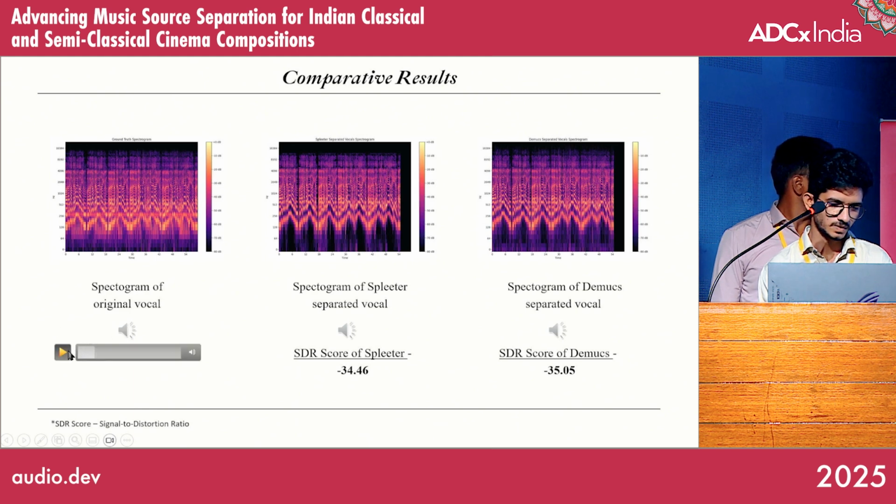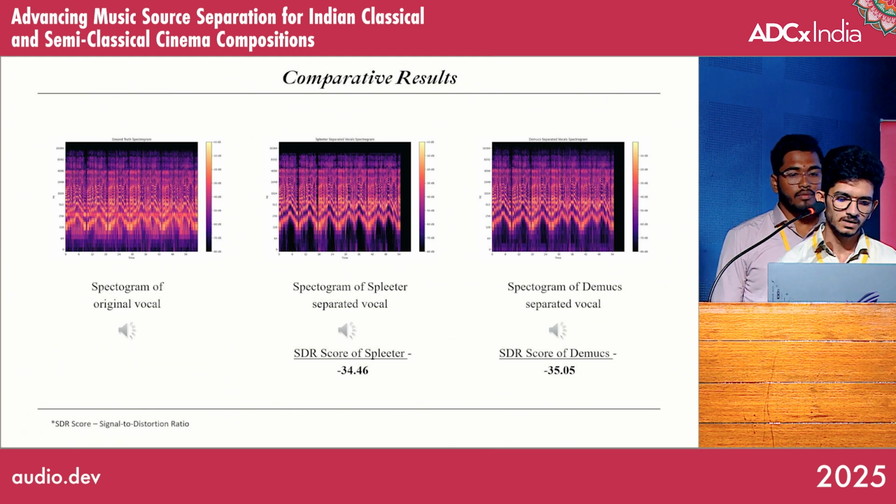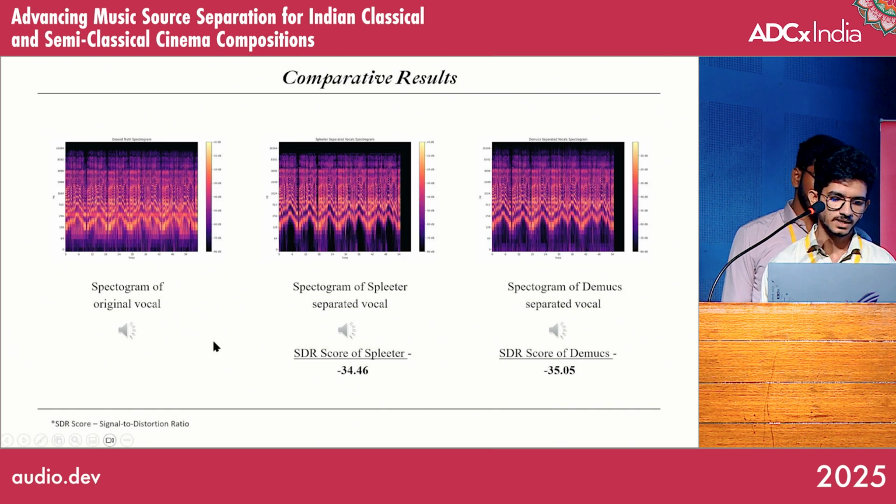So as I said, there are very few datasets which have original quality. As compared to Western, the quality is low for the existing classical datasets. So this is the original vocal, and this is the one separated by Spleeter.